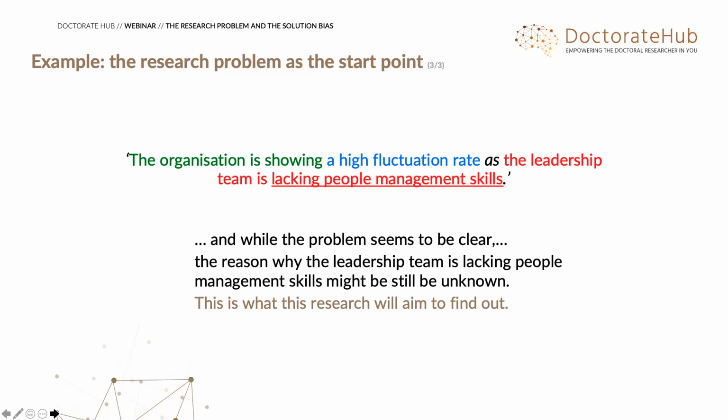Now, why was Sam hitting his head? Why is there a leadership team that is lacking people management skills? Who was hiring management teams without people management skills? So what is going on in here?